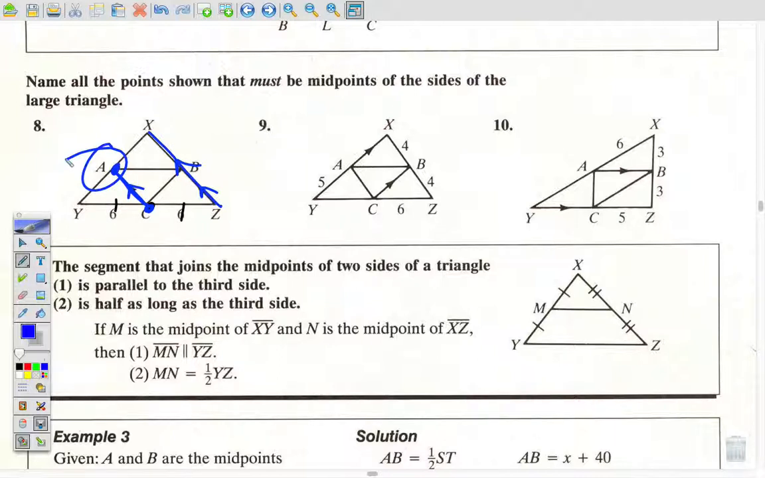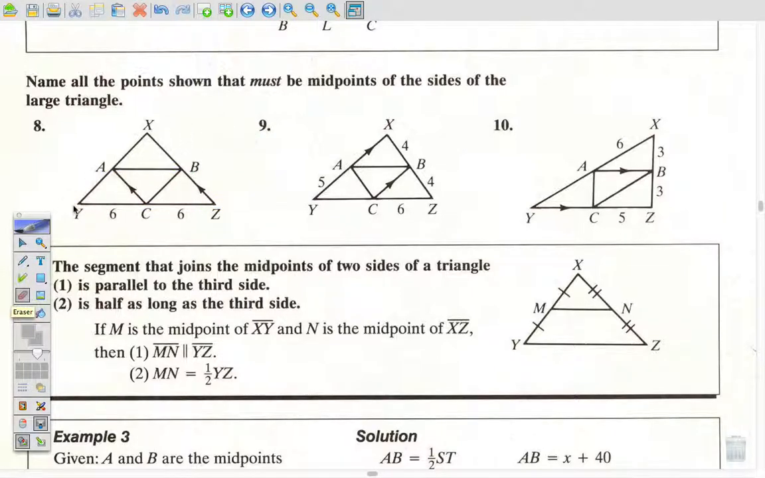B, it looks like, let's see, B, let's see, if A is a midpoint, now here I've got this segment, right? Does this hit the midpoint of this side? Yeah, we just determined that. But is this blue segment parallel to this side in order to say that B is a midpoint? The answer is no on that.